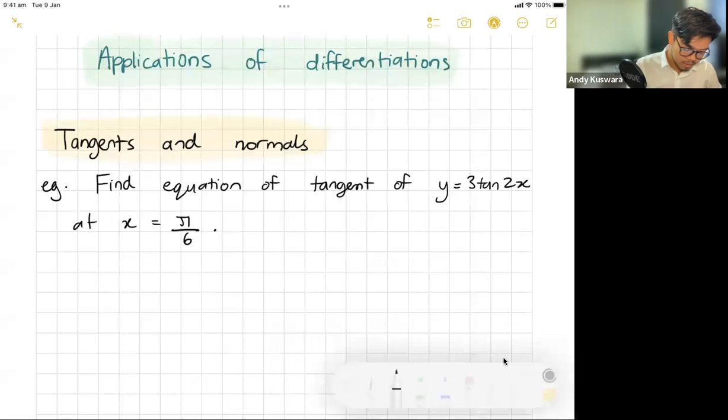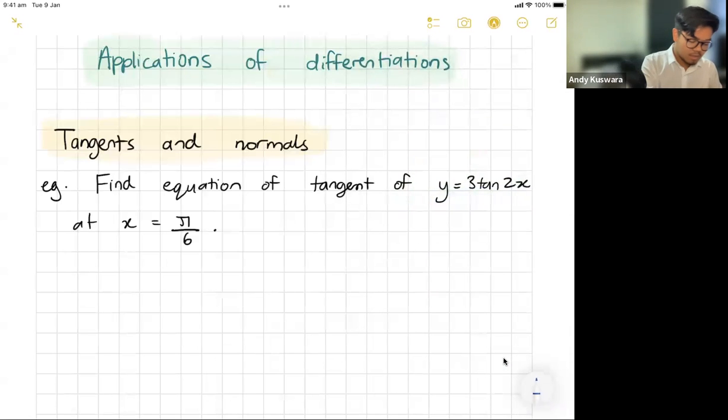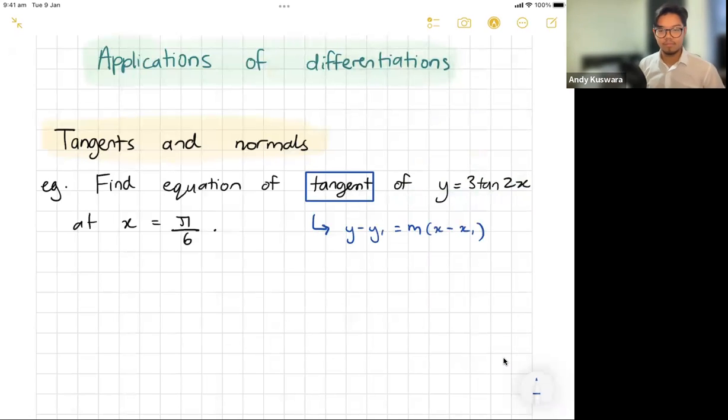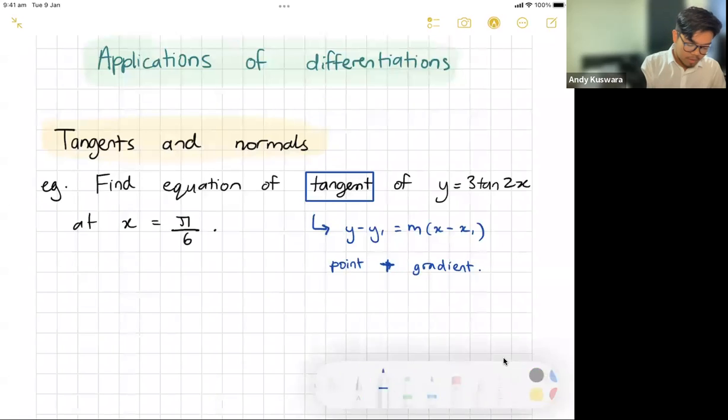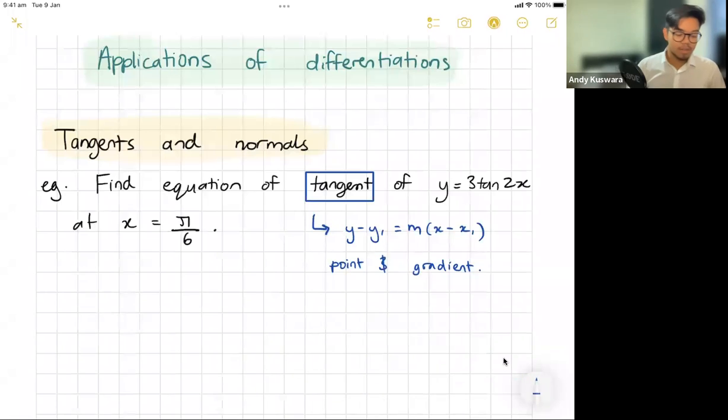Hopefully it will work. Okay, so let's find the equation of a tangent. Equation of a tangent, which means I'm looking at y minus y1 equals m(x minus x1). That's what I need. Right now, that means I need a point and I need a gradient. Point plus gradient. Sorry, I'm a little bit scratchy this morning. Point and gradient, that's what I need.